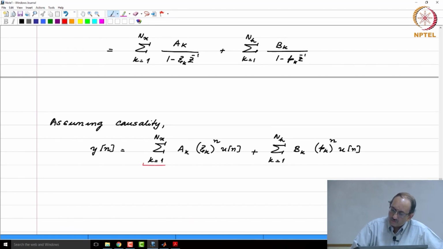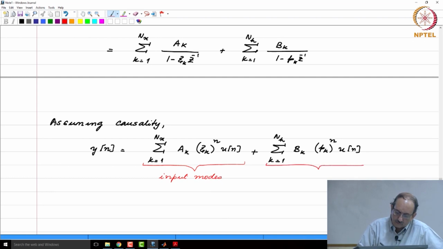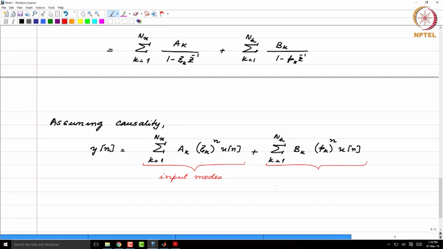Now, if you notice, these are coming from the input. These terms are contributed by the Z transform of the input. Therefore, these are called the input modes. These set of exponentials are contributed by the system. So, these are called the system modes, and they are also known as natural modes.